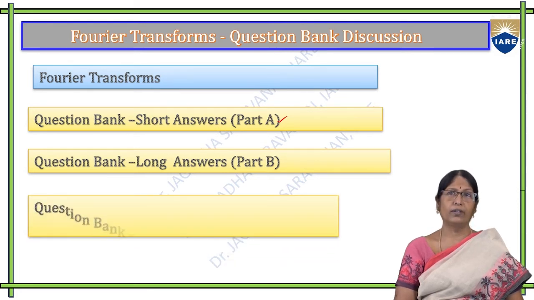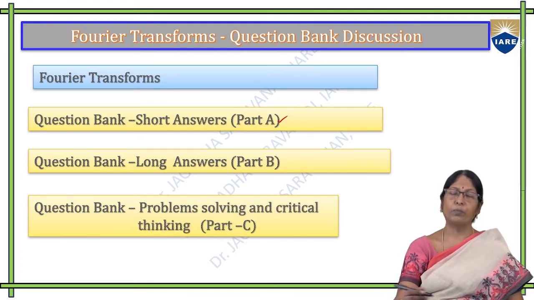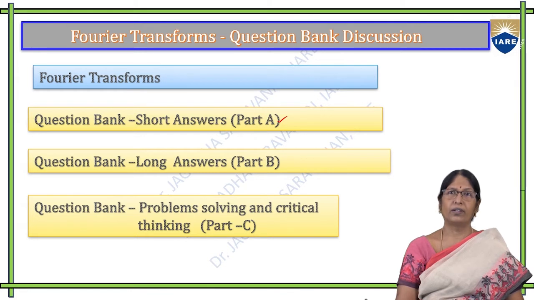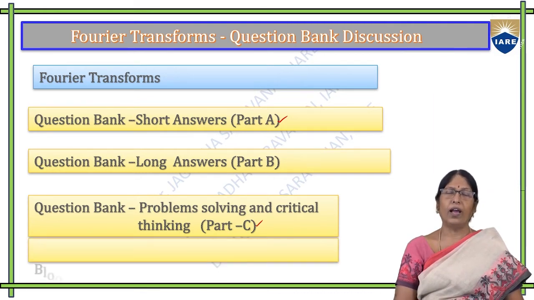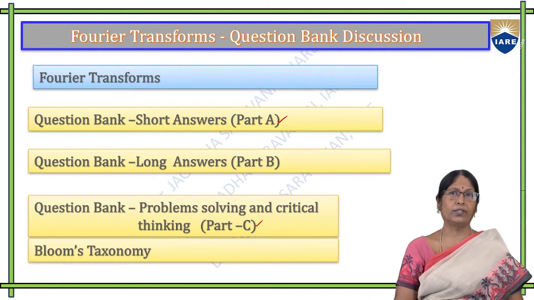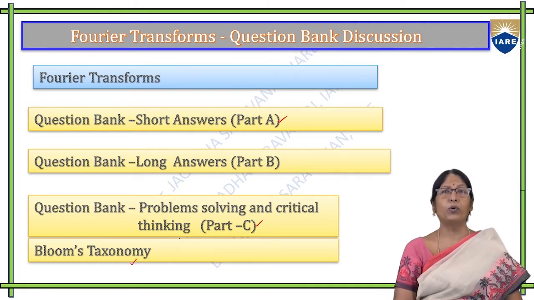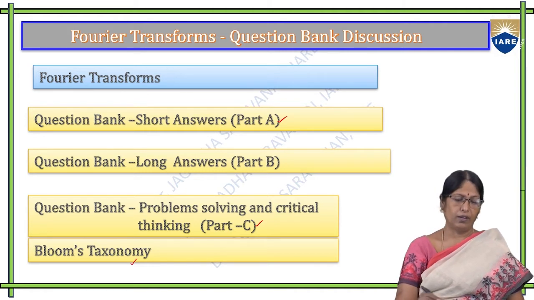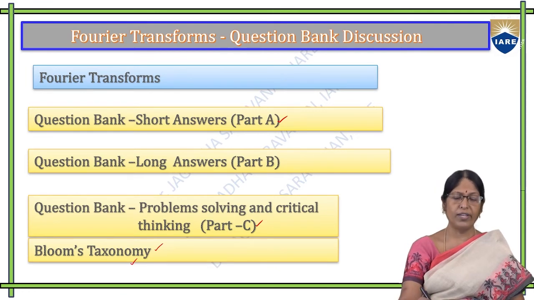The last one is problem solving and critical thinking. Questions a little bit beyond the syllabus, or tougher, requiring a different way of thinking about problems, will be in Part C. And how is the question bank prepared? It completely follows Bloom's taxonomy. The action verbs used in the question bank follow the conditions of Bloom's taxonomy across all three divisions.